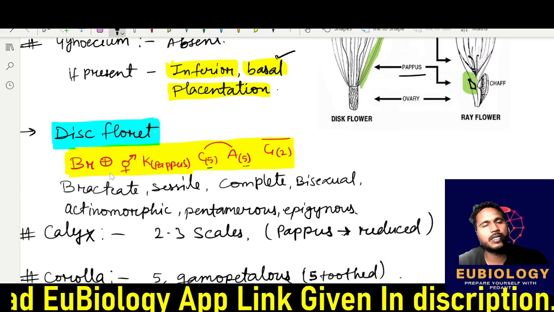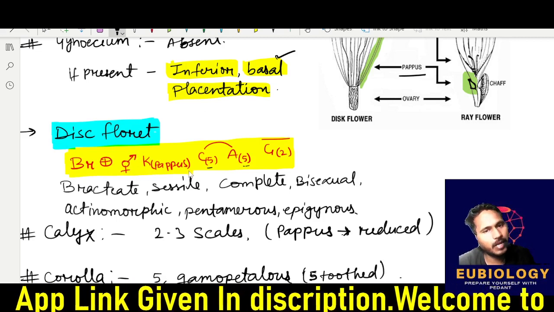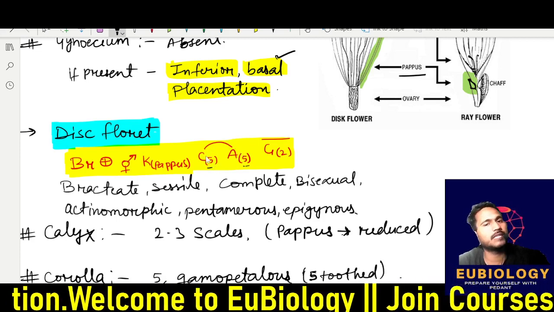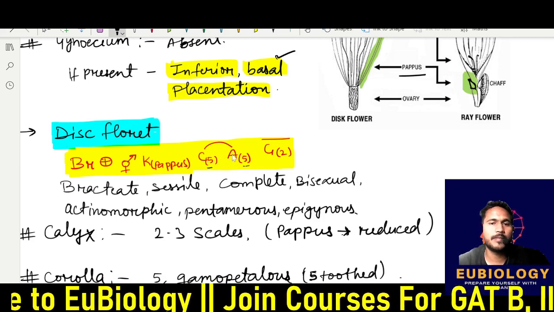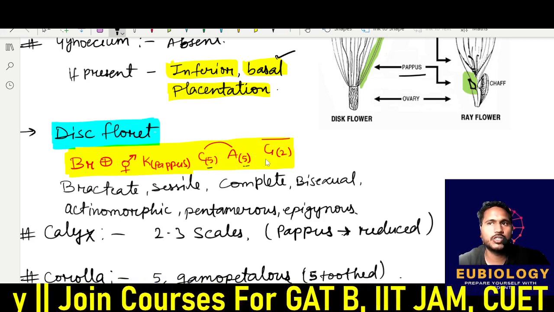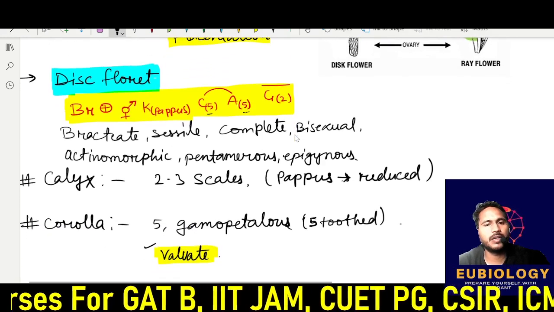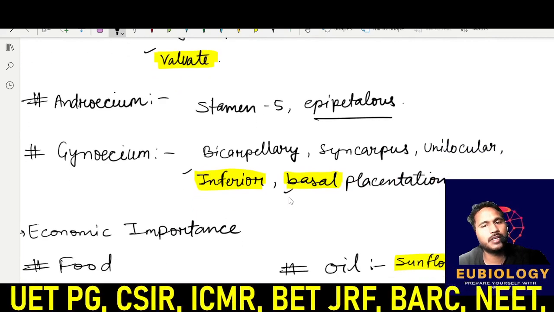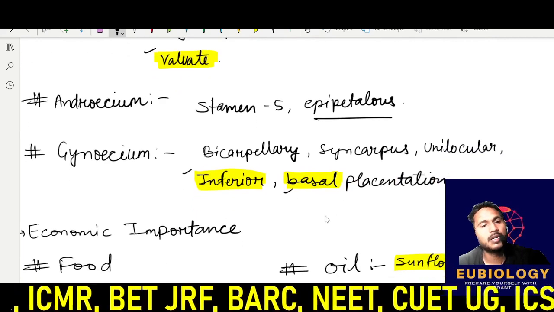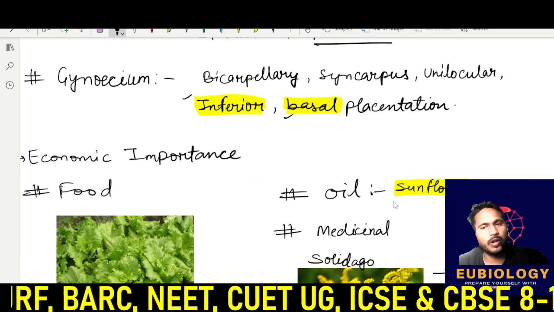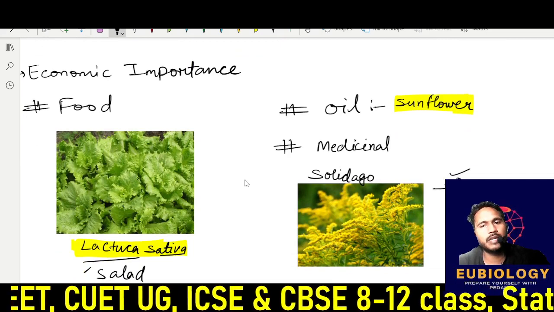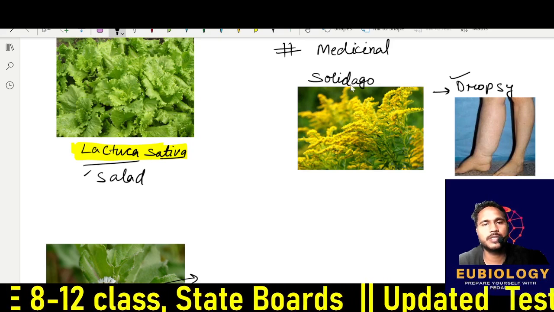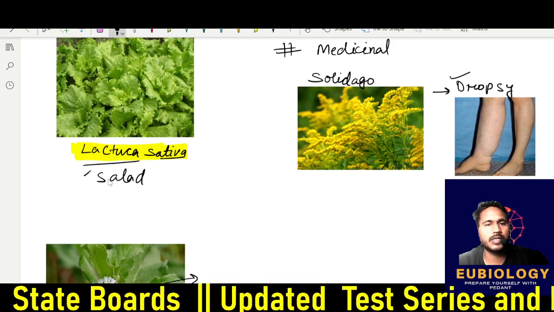This floret is bracteate, actinomorphic, bisexual, again with pappus. The androecium will attach with the corolla, so you have to remember it. Gynoecium will be 2 in number, which is inferior. Aestivation will be valvate, placentation is basal, and it can be used as food or oil. From a medicinal point of view, Solidago is used for dropsy, and Lactuca sativa is used as salad.